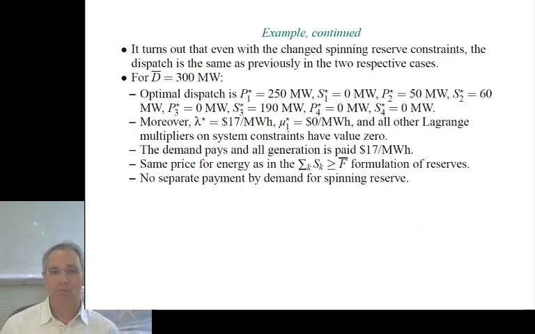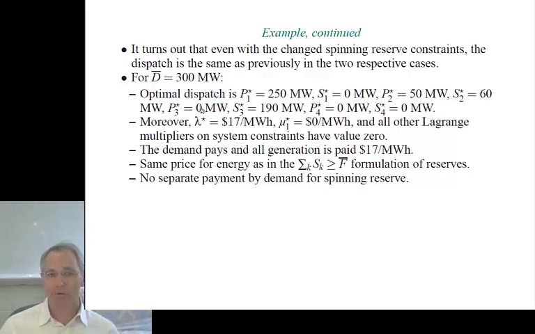It turns out that even with the changed spinning reserve constraints, the dispatch is the same as previously in the two respective cases. For D equals 300 megawatts, we want to generate 250 megawatts at generator 1. Of course, there's no reserves because that generator has no capability for reserves. Generator 2 should generate 50 megawatts since it is the next cheapest generator. It provides 60 megawatts of reserves.